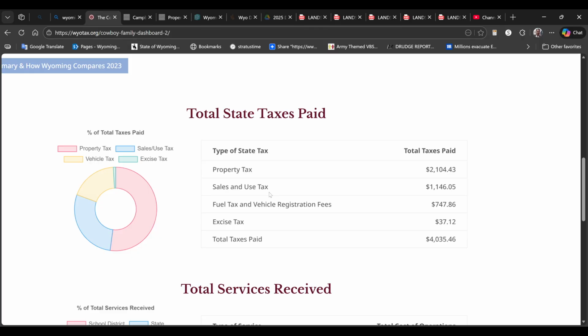And then they have an excise tax. Again, another term for that is sales tax. But in particular, here we're talking about things like cigarette taxes or alcohol taxes. Those are also considered excise taxes. Here you got $37.12. And then your total taxes paid. So what this family of four pays all in for one complete year in taxes to their state at all of the different governing levels is around $4,035.